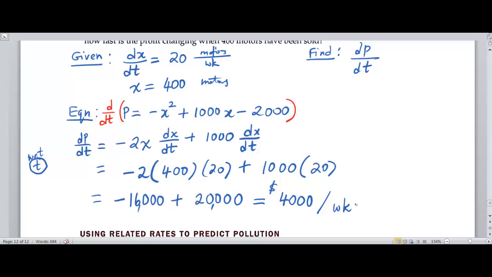So that is the rate of change of the profit. So the profit is growing at a rate of $4,000 per week. Okay.